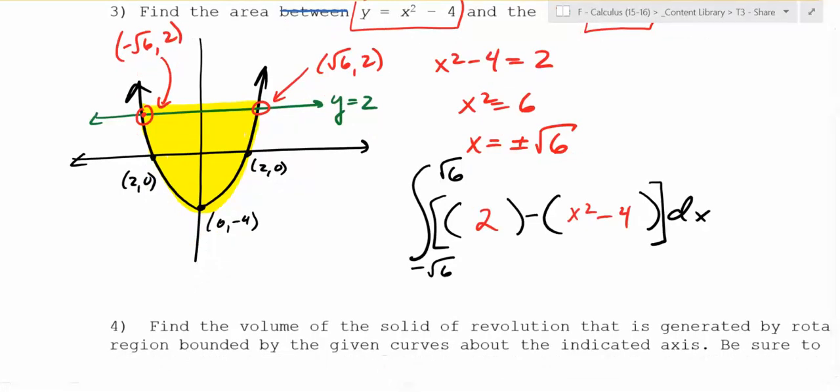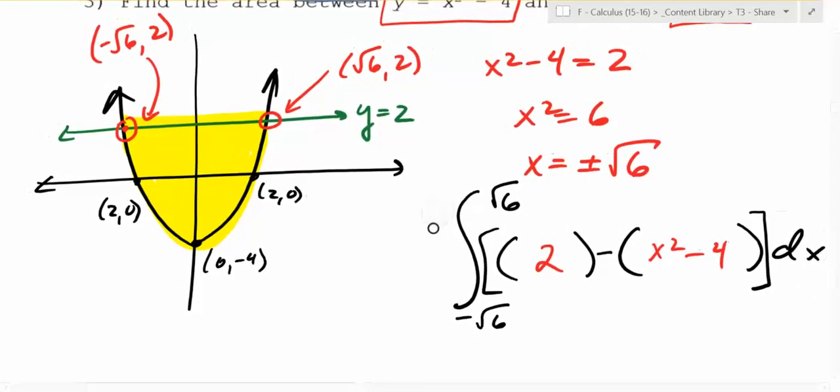Draw the rectangles in. If you were to draw the rectangles in on this one, where would that rectangle be? It would be right here. What's the height of that rectangle? What's the upper part of that rectangle? 2. What's the lower part? x squared minus 4. That's the upper minus lower. And what's the width of that rectangle? What did we call this right here? That's dx. And what's the height of the rectangle? 2 minus (x squared minus 4).